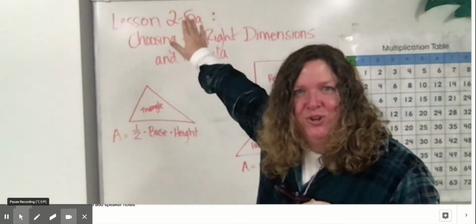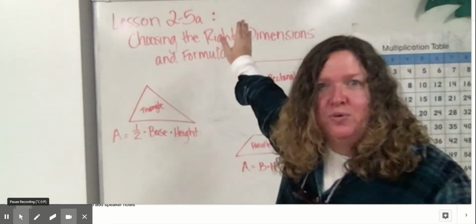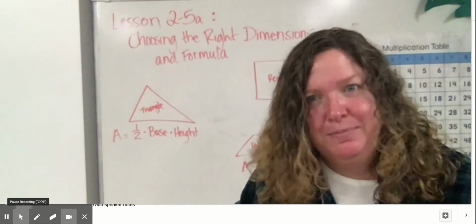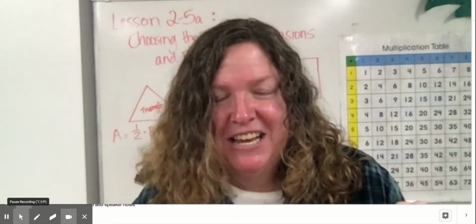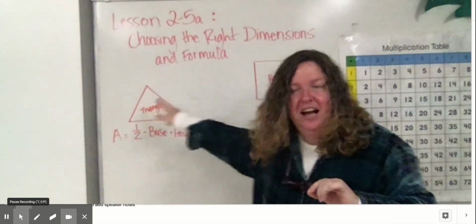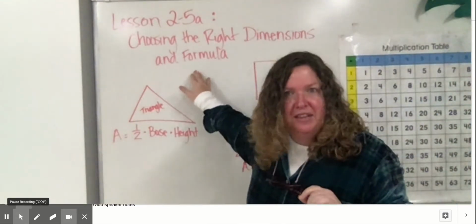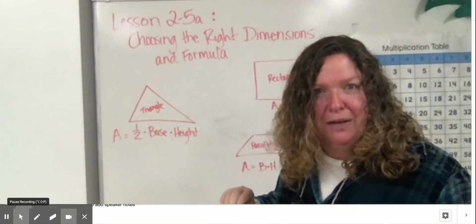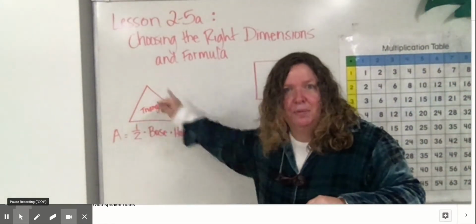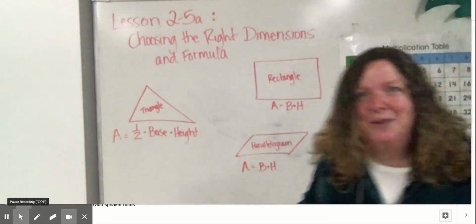Today is lesson 2-5A, the first part, and we're talking about choosing the right dimensions and the right formulas. Dimensions in math means distances. So we're going to talk about how to choose the right distances on 3 different shapes. We're also going to talk about choosing the right formula for how to solve those problems for area and perimeter. So we're going to talk about triangles, rectangles, and parallelograms.